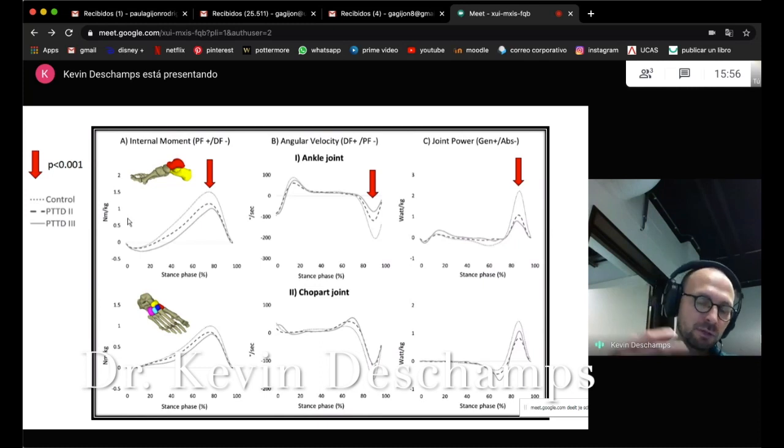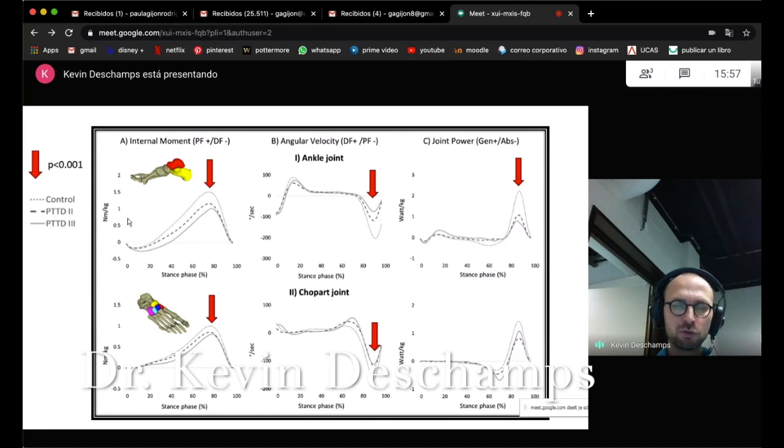So our hypothesis was that we were very interested to look at the Chopart joint, because as we know, the tibialis posterior tendon has its distal insertion at the navicular and other small branches further on in the foot. So we would expect also changes in the midfoot. And indeed, we saw that the loading of the midfoot was statistically lower. The internal peak plantar flexion moment was reduced in both patient groups.